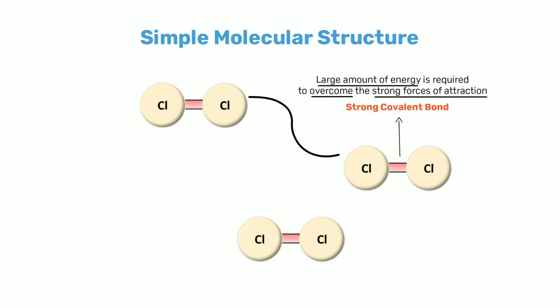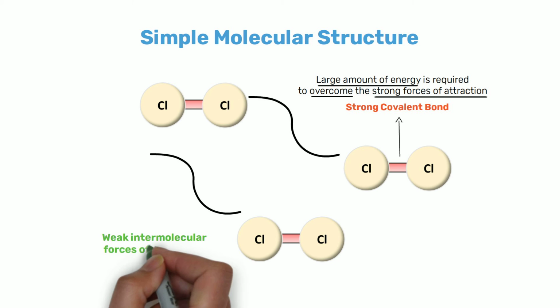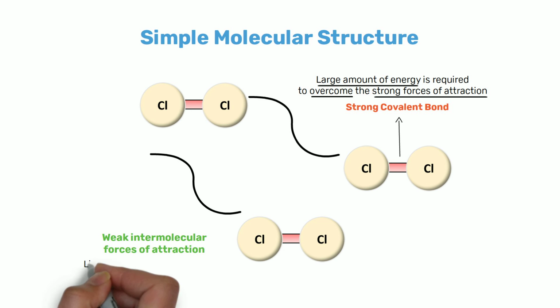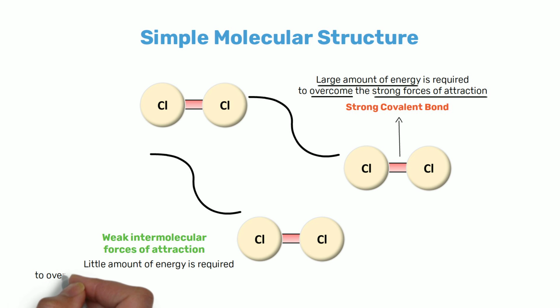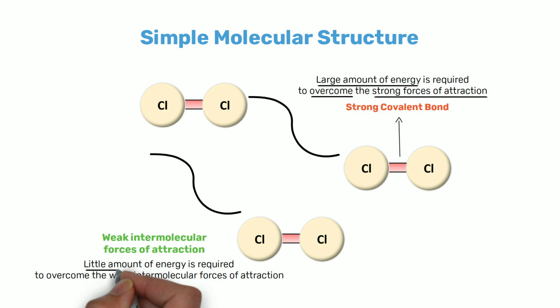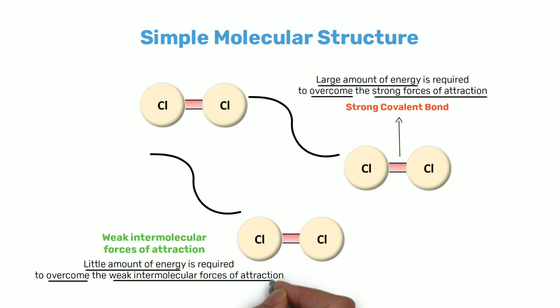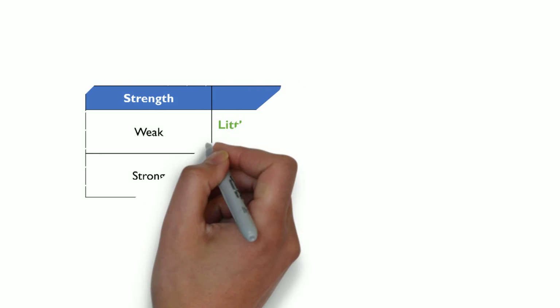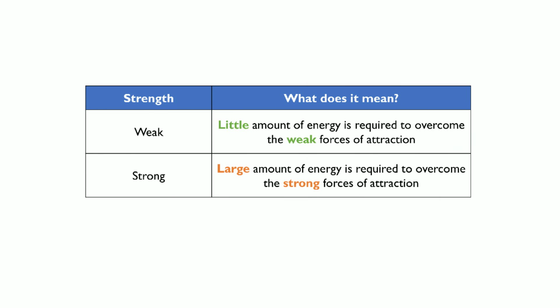Between the molecules, we have weak intermolecular forces of attraction, where a little amount of energy is required to overcome the weak intermolecular forces of attraction. So it's little amount of energy, overcome, weak intermolecular forces of attraction. So in summary, for weak forces of attraction, little amount of energy is required to overcome the forces. For strong, a large amount of energy is required to overcome the forces of attraction.